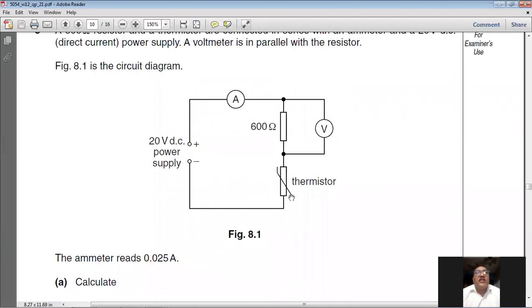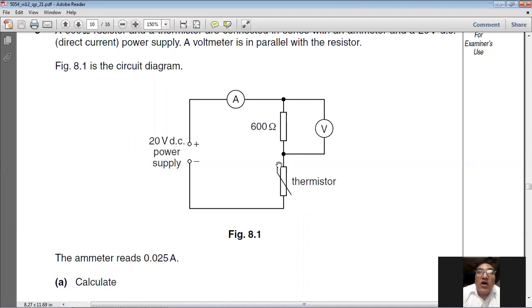The resistance of this thermistor is the question, and we just calculated that the voltage drop across the resistor is 15 volt. The current flowing through the thermistor is also 0.025 amp. The battery voltage, or EMF of the battery, is 20 volt. 15 volt is taken by this R1. So how much voltage is left for the thermistor? If 15 volt is taken here, you will have only 5 volt.